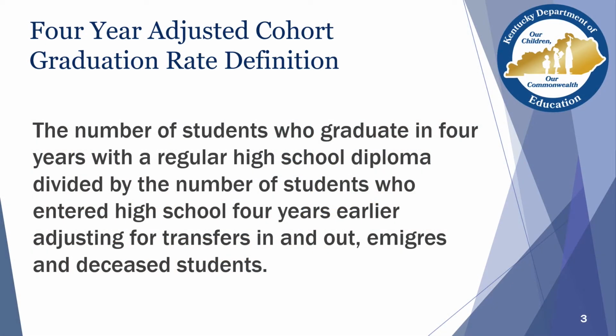So the actual definition here of the 4-year adjusted cohort graduation rate. It's the number of students that will graduate in 4 years with your regular high school diploma divided by the number of students who entered high school 4 years earlier. And then you adjust in the meantime for transfers in and out, immigrants, and deceased students.